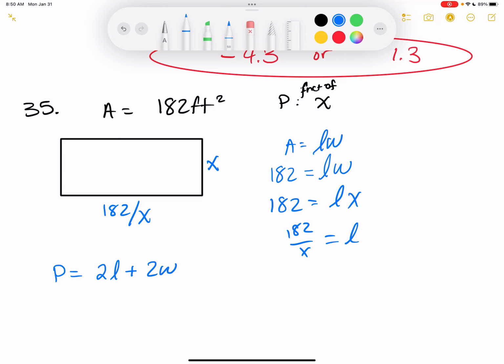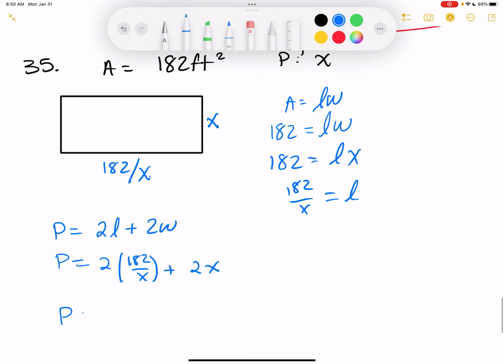So it's 2 times length plus 2 times width. Now I'm just plugging in my length and my width. So P is equal to 2 times 182 over x plus 2 times x. That gives me that perimeter is 364 over x plus 2x. And I'm okay with you leaving it there. No reason to take it any farther at this point.